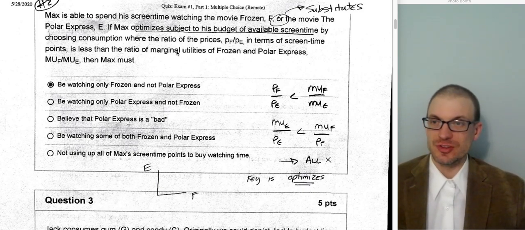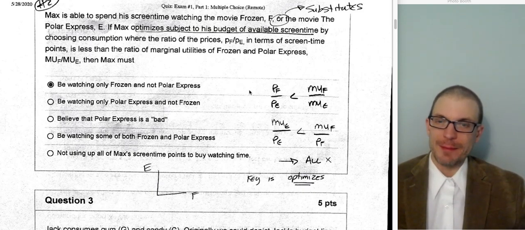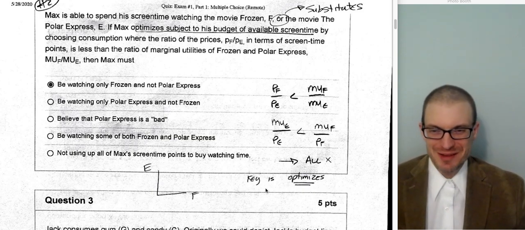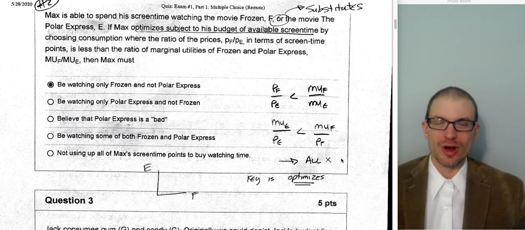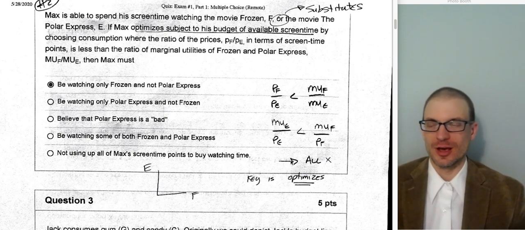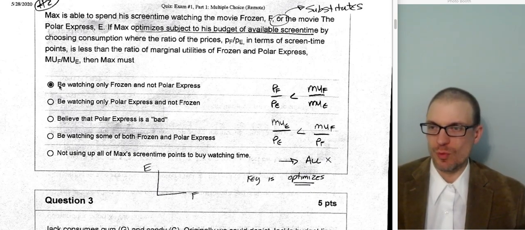Instead, we have this degenerate situation. We have a corner situation where Max is optimizing with a bundle that is making the marginal rate of substitution bigger than the price ratio. That can only happen and be optimal with perfect substitutes. And indeed, when that happens, we would get what we call our corner solution under these circumstances. This would be watching only Frozen and not Polar Express.